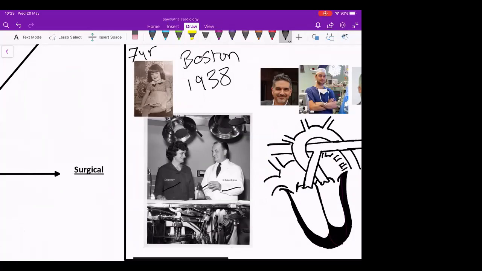She was dying, and they thought that the PDA was helping her, but this doctor thought maybe it wasn't helping her. Maybe we should try and close it. And he closed it, and she lived to a good age, and she survived the operation. It was phenomenal. It was the first ever heart operation that was successful. So that's the background of PDA.